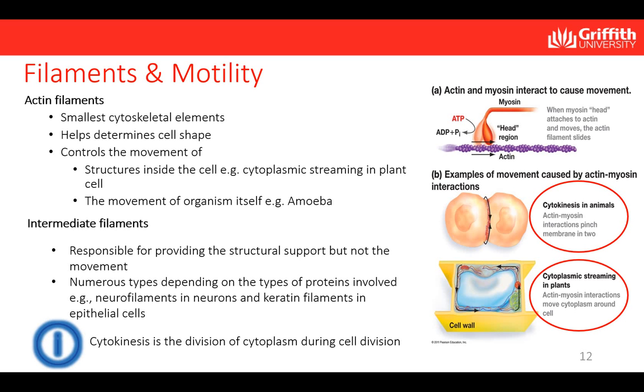There are various types of intermediate filaments depending on the type of protein involved in different cells. For example, these intermediate fibers are called neurofilaments in a neuron and keratin filaments in epithelial cells.